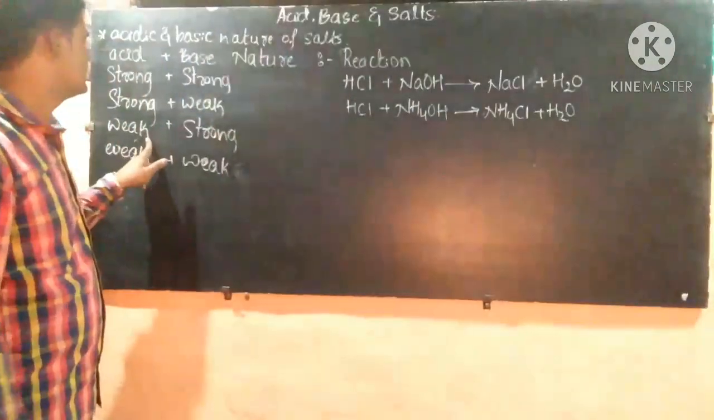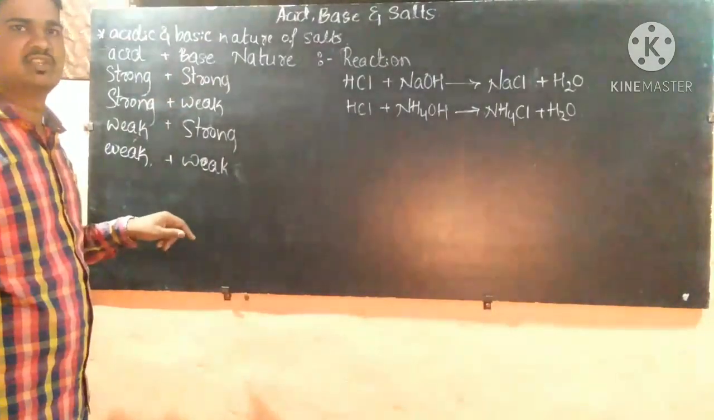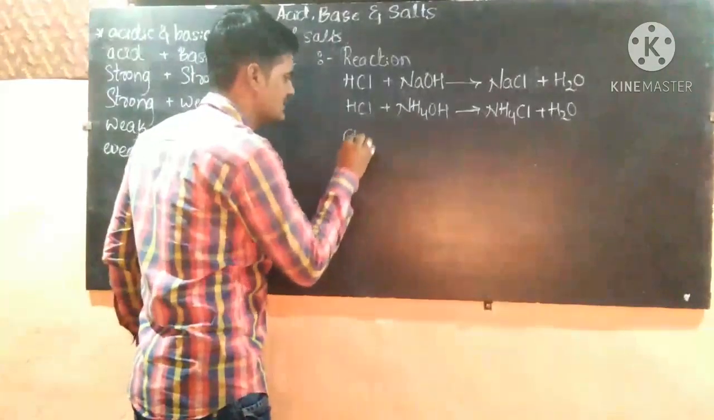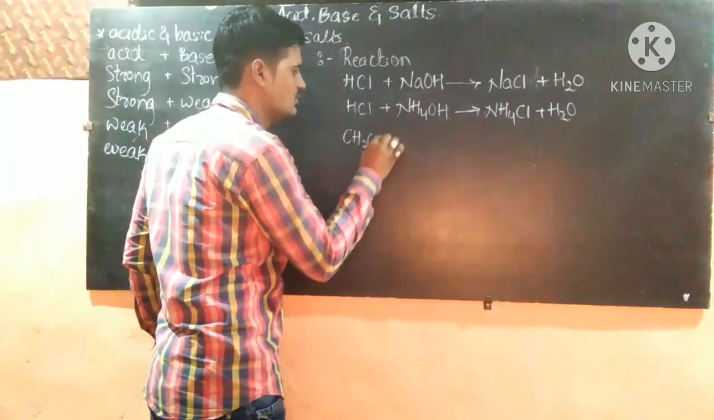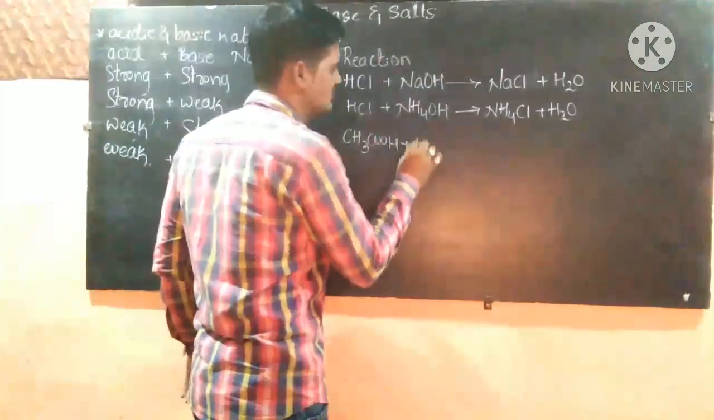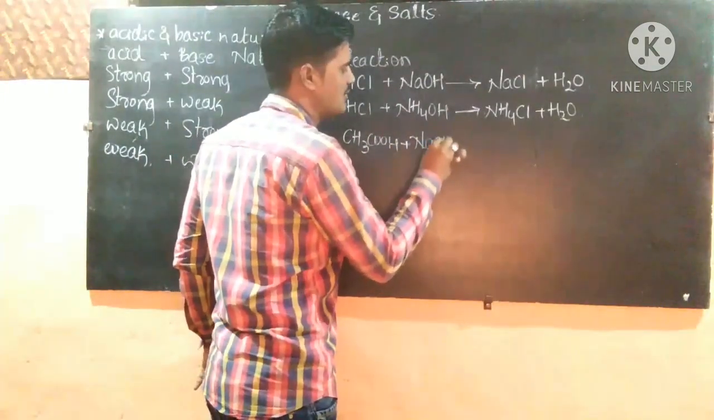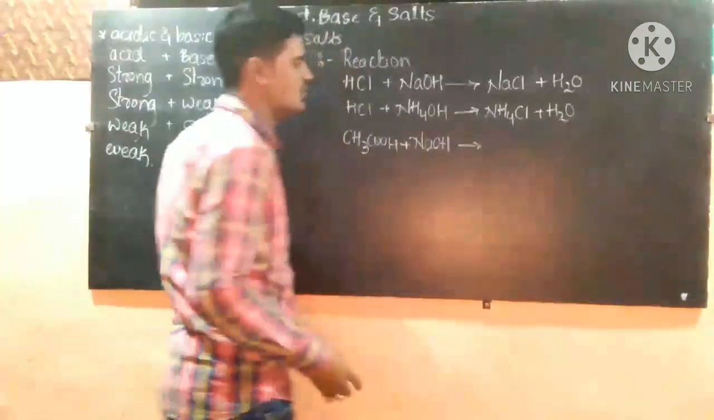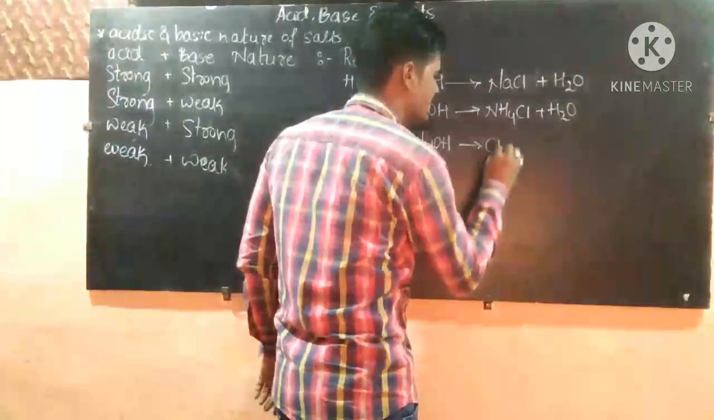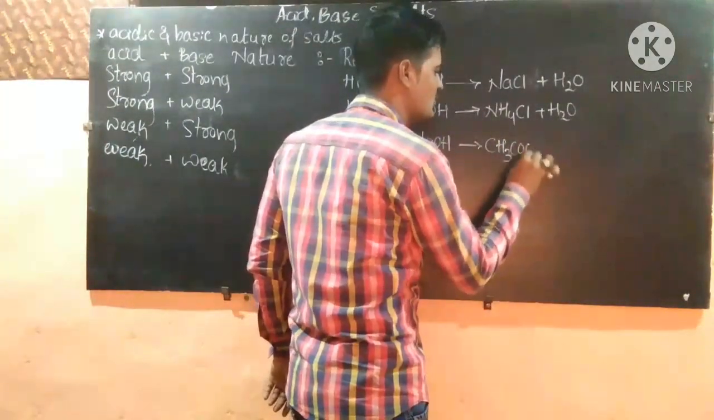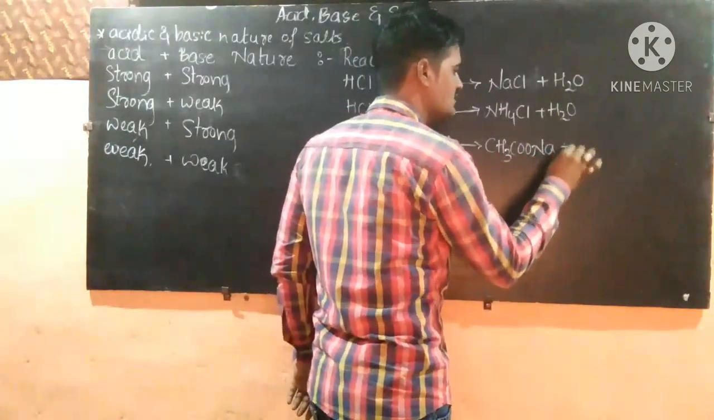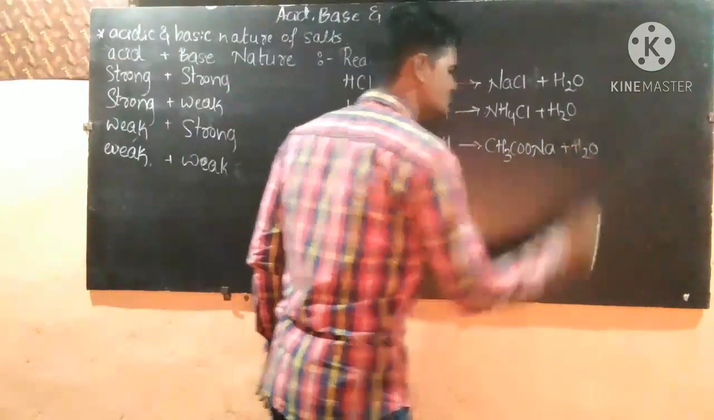Next we will take a weak acid and a strong base. For the weak acid we will take acetic acid, that is CH3COOH, plus the strong base sodium hydroxide, and the salt formed is sodium acetate, that is CH3COONa, plus water is released.